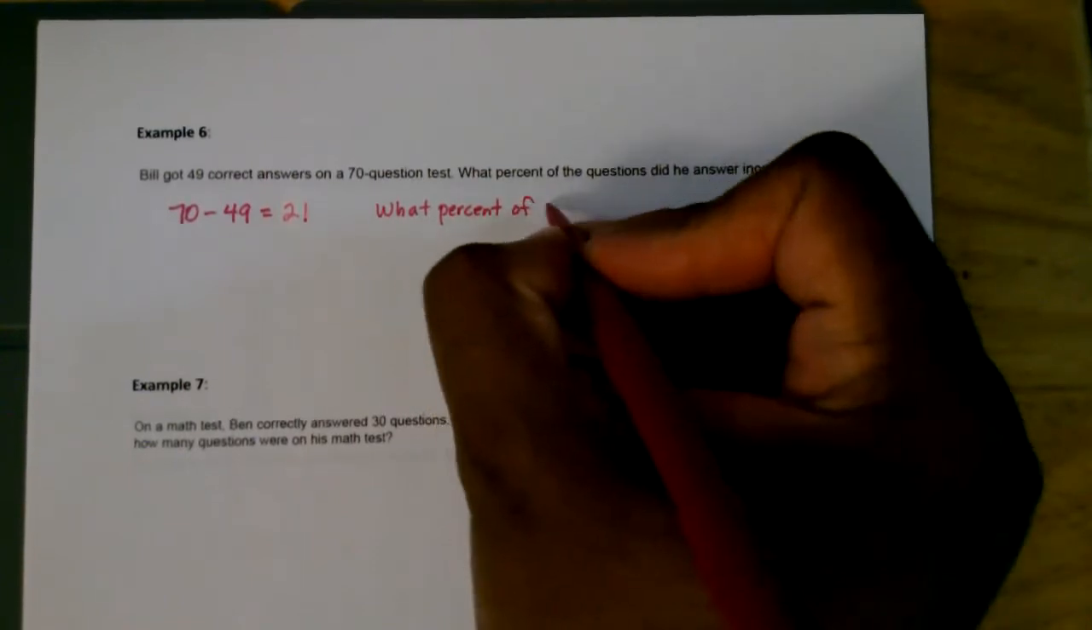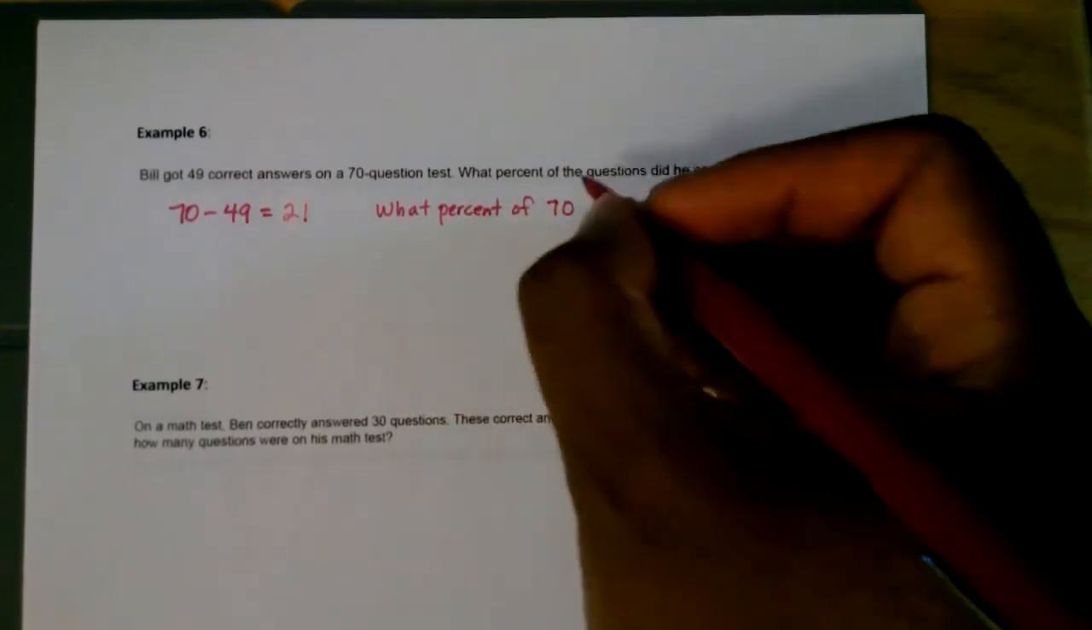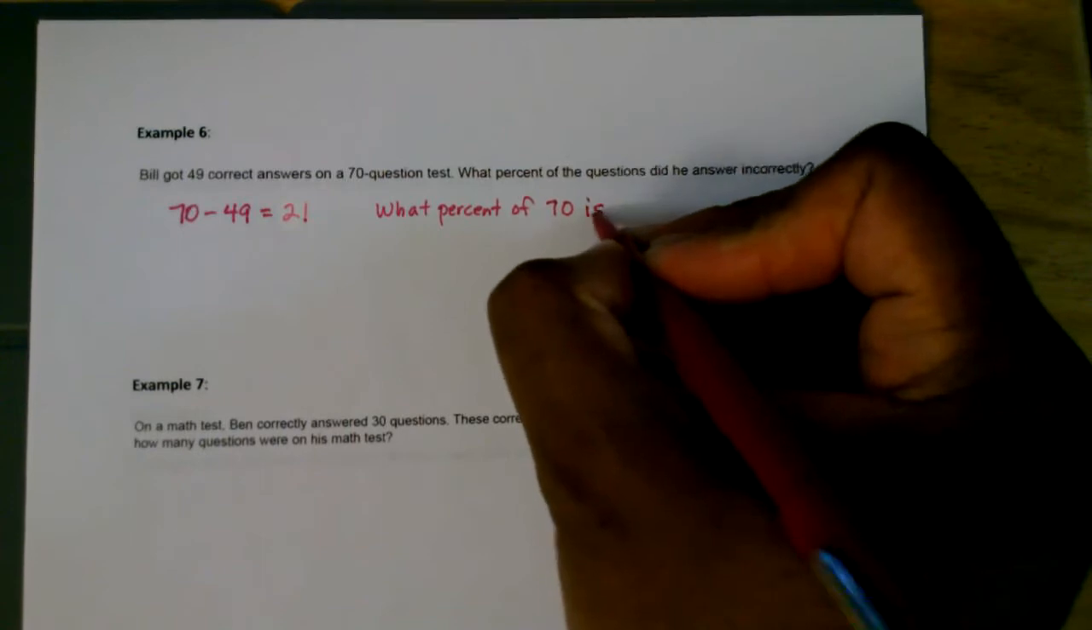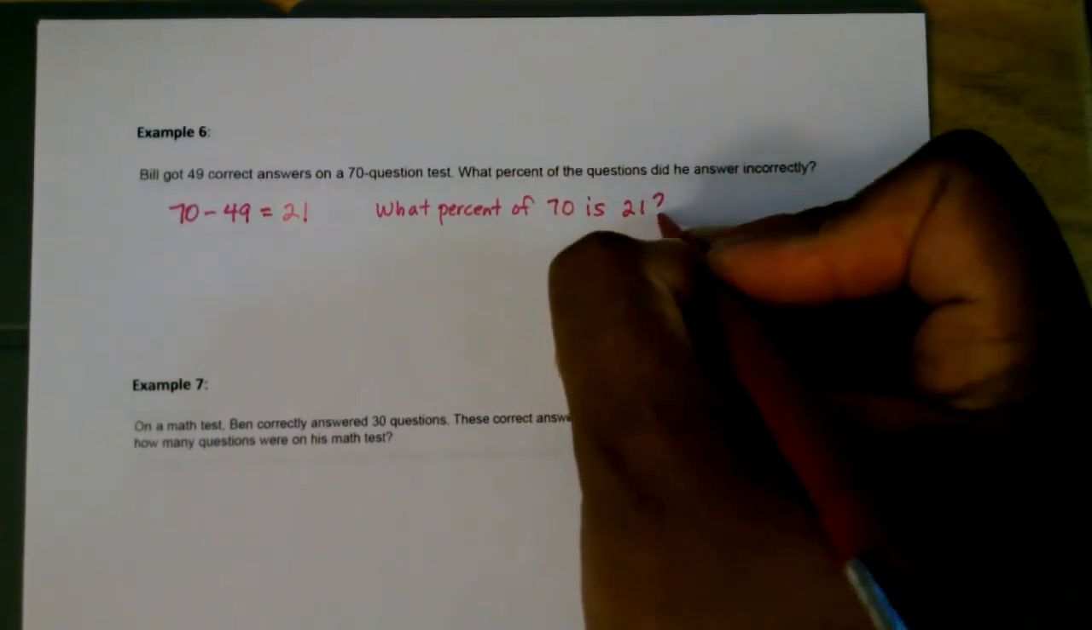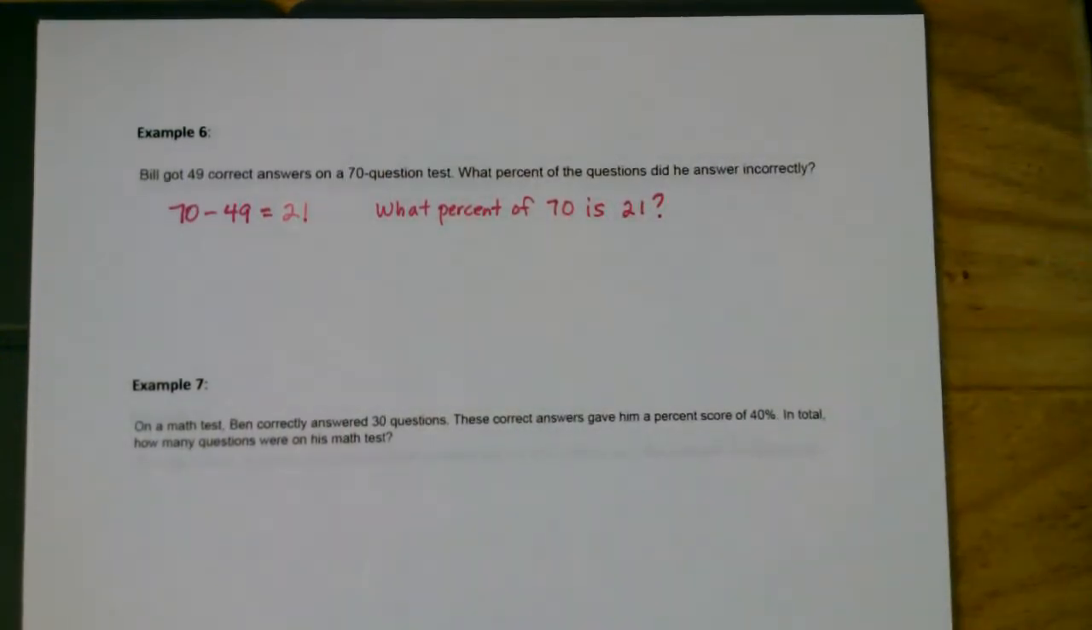Okay, so now we're trying to find what percent of the 70 questions is the 21 incorrect answers. That's what we're trying to find.